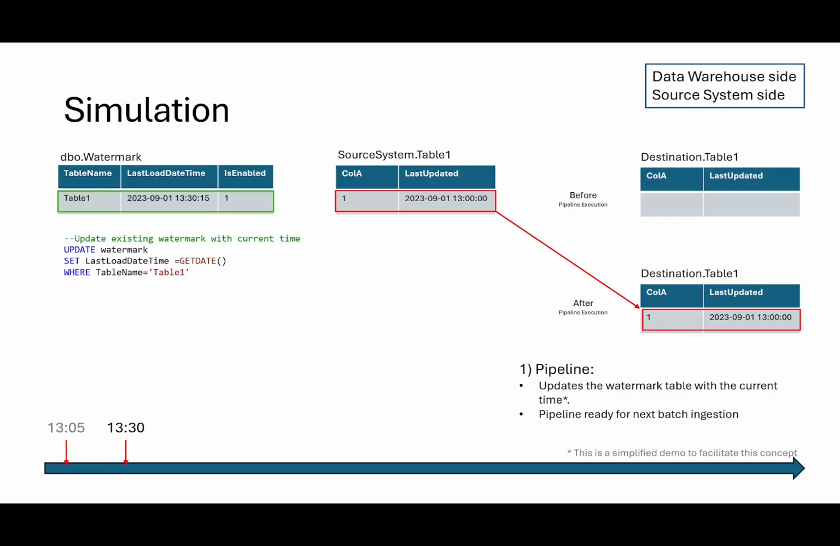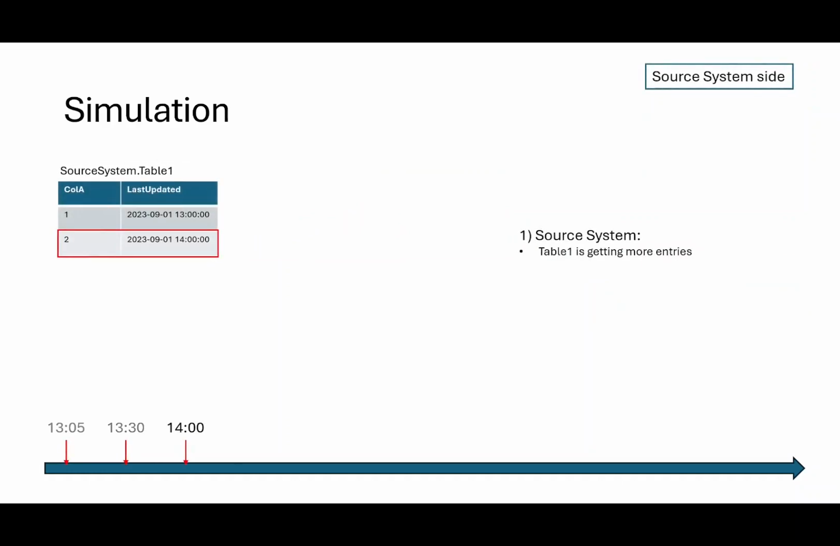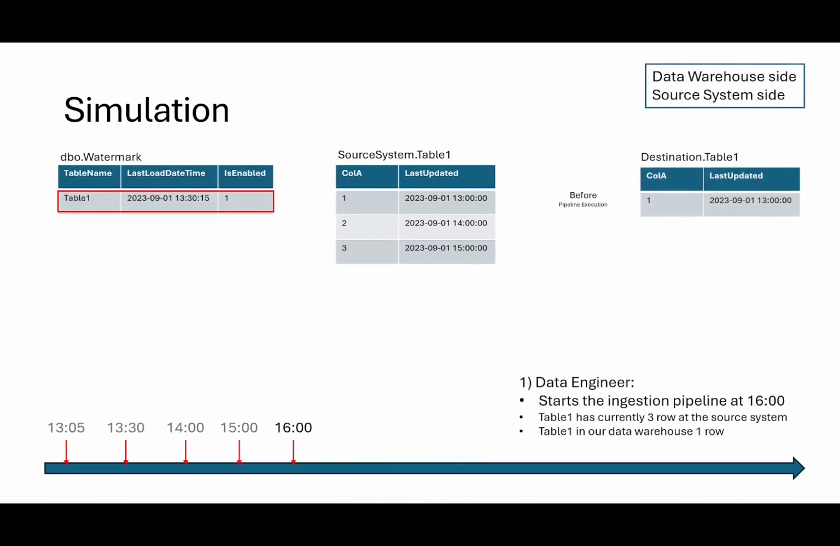After the pipeline execution has successfully finished, we are updating the watermark table with the current time of day. And then we are ready for the next batch ingestion. At 2 o'clock, the system is getting a new row, and later at 3, the source system is getting another row. The data engineer then decides to run the pipeline again at 4. Current status is the source system has 3 rows, and the table in our data warehouse only has 1 row.